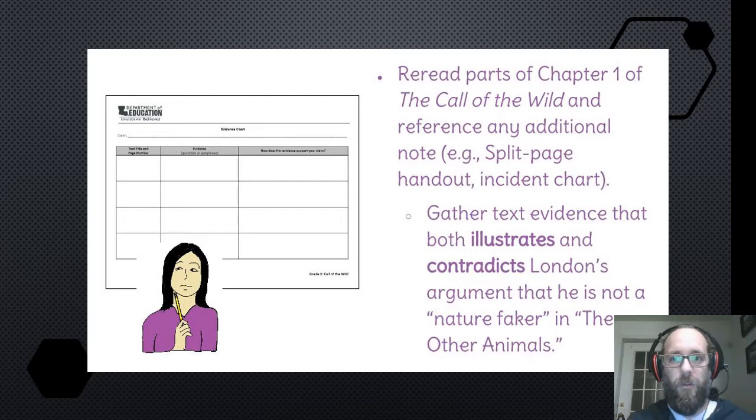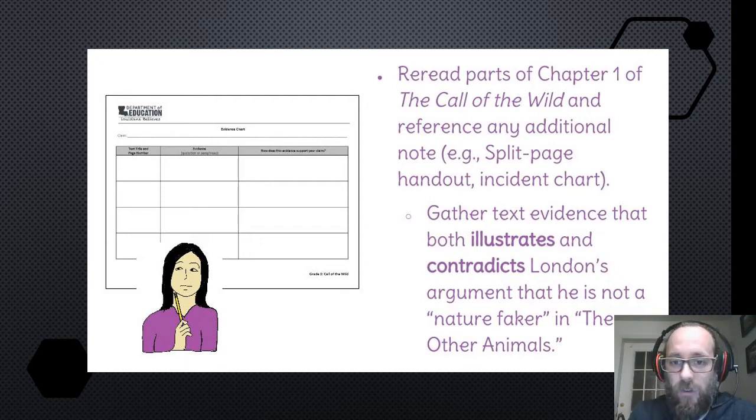So the very first thing we're going to do is we're going to reread parts of Chapter 1 of Call of the Wild and reference any additional notes like our split page notes handout where we summarize parts of the story. And we're going to gather text evidence that illustrates and contradicts London's argument that he is not a nature faker in the other animals, right? So in the other animals, he's saying, stop, I'm not a nature faker. If anything, I'm trying to make animals seem more like animals and less like people, okay? And he gives a bunch of reasons. But we're going to see if that's true.